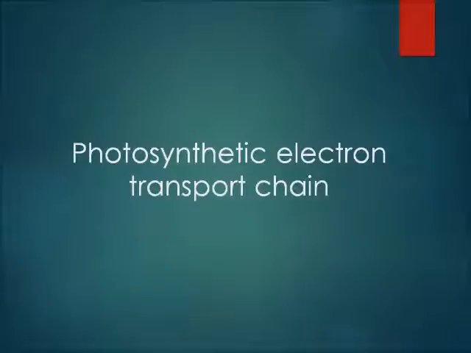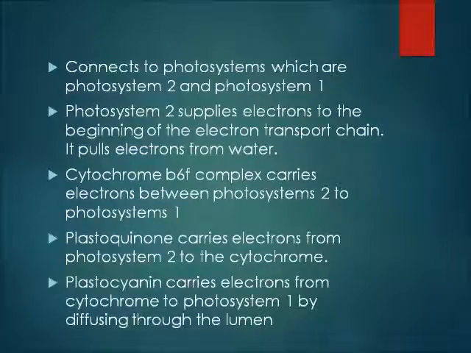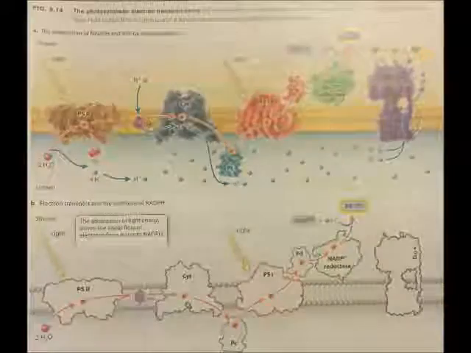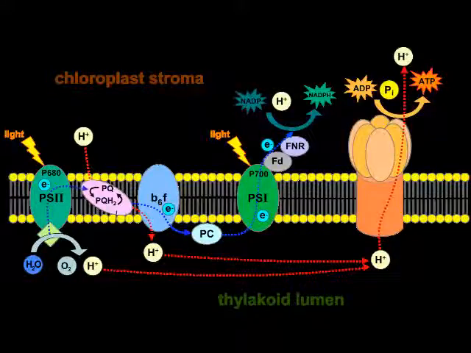It all begins with photosystems and the photosynthetic electron transport chain, and ends with the Calvin cycle. In photosynthesis, there's something called the photosynthetic electron transport. It connects to photosystems, which are photosystem 2 and photosystem 1. Photosystem 2 supplies electrons to the beginning of the electron transport chain. It pulls electrons from water. Cytochrome b6f complex carries electrons between photosystem 2 and photosystem 1. Plastoquinone carries electrons from photosystem 2 to the cytochrome. Plastocyanin carries electrons from cytochrome to photosystem 1 by diffusing through the lumen.